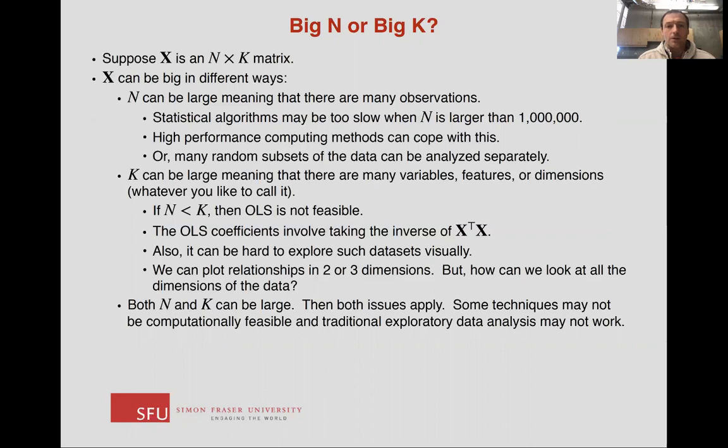So throughout the lecture today, we'll let X here be an n by k matrix, n observations with k columns. So n observations, k features. So this matrix can be big in some different ways. So first, an obvious way for it to be large is for n to be large. That is to say, you have many, many observations.